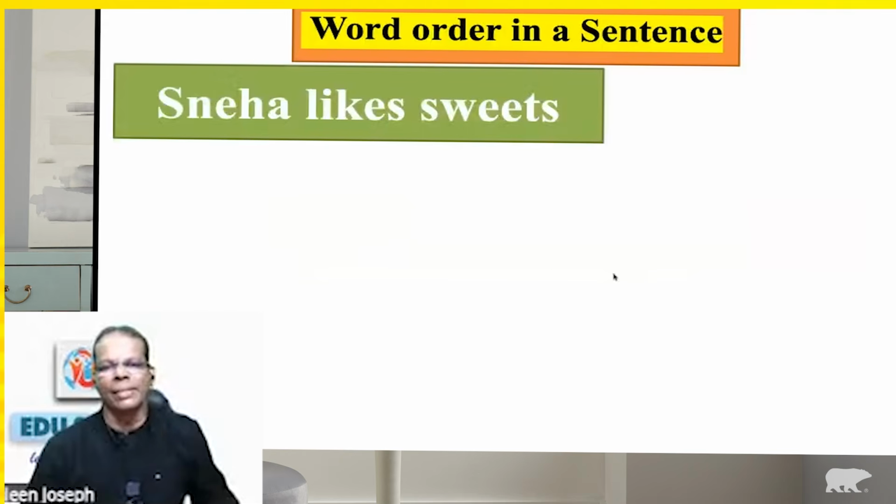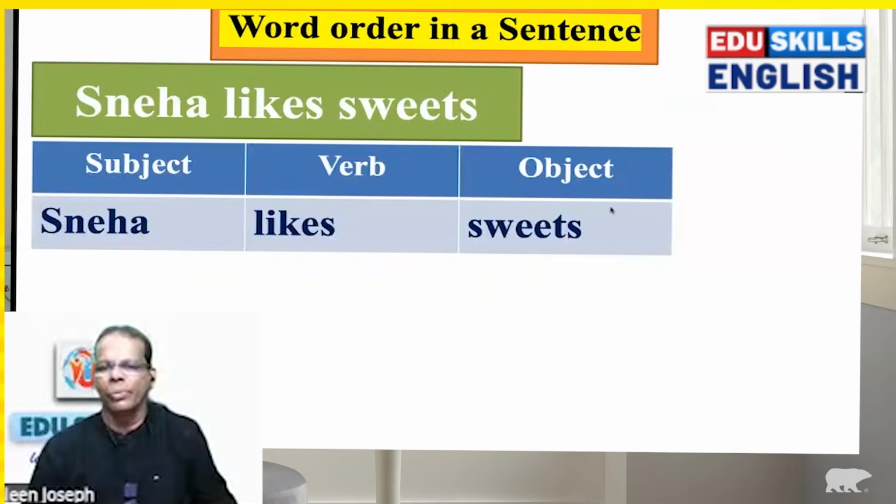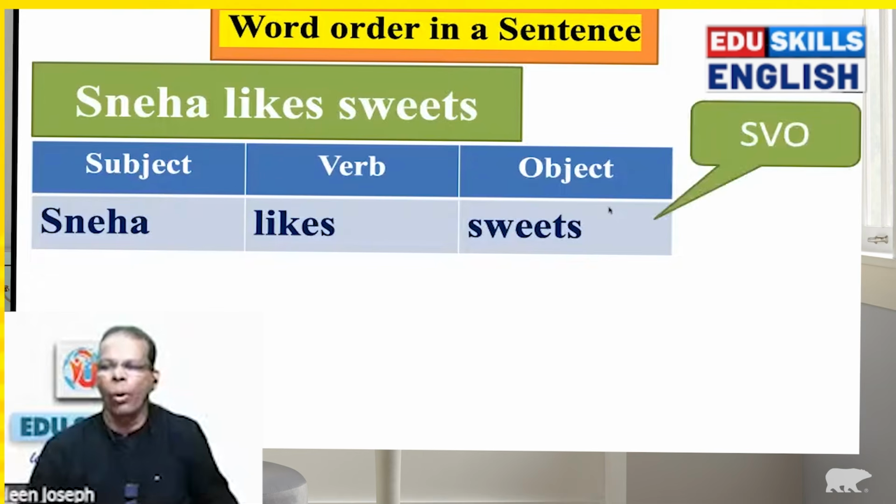Sneha likes sweets. Here, Sneha is the subject, likes is the verb, and the object is sweets. We call it SVO order. Remember this, only in English you have this particular order: subject, verb, object. This is called SVO order. Whereas in other languages, all the Indian languages especially, you have SOV order.